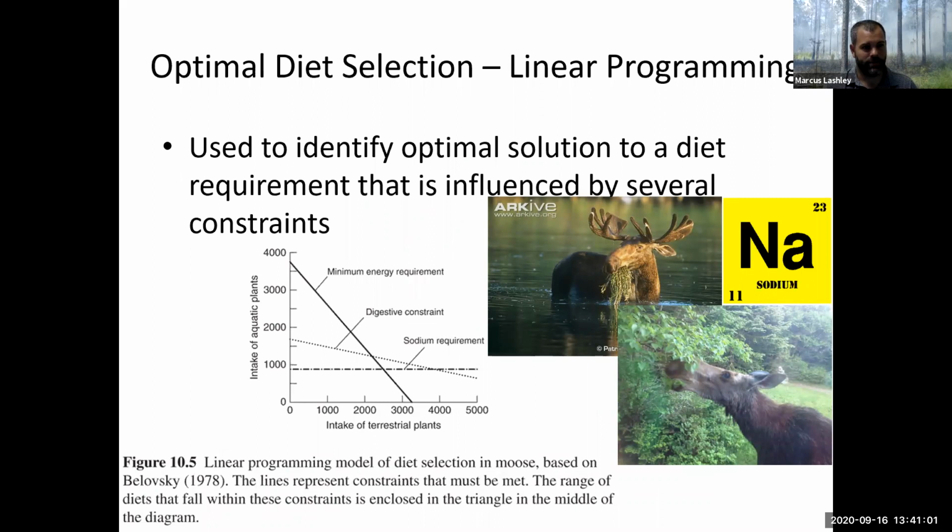This is a pretty simple example where this linear programming model works really well. And I think I talked about this with this example with moose in the other lecture. But if you think about the constraints on this moose, basically it has some minimum energy that it needs to take in. It also has nutrient requirements. Sodium is a really important limiting one for this particular species. And then they also have a digestive constraint.